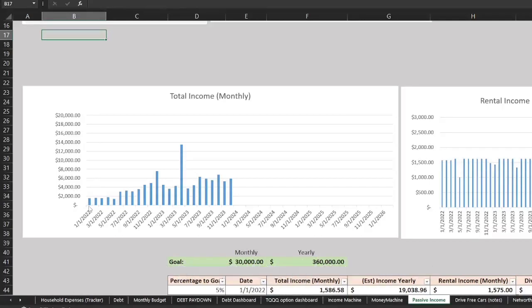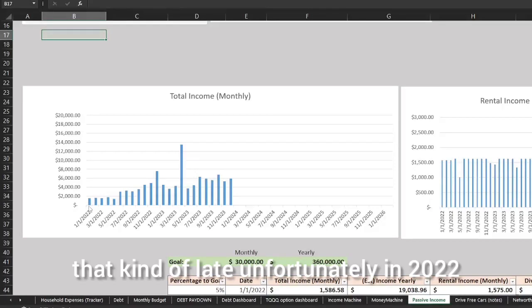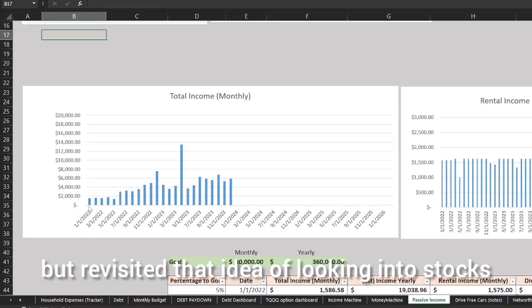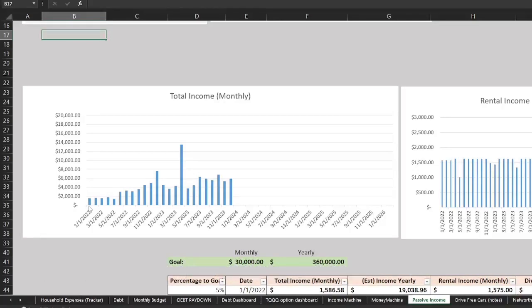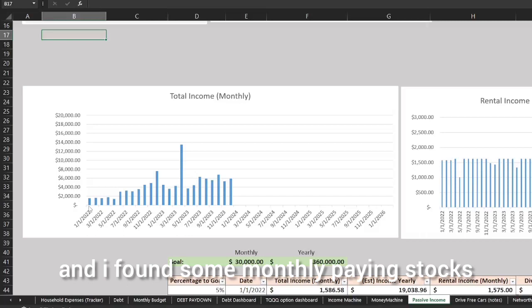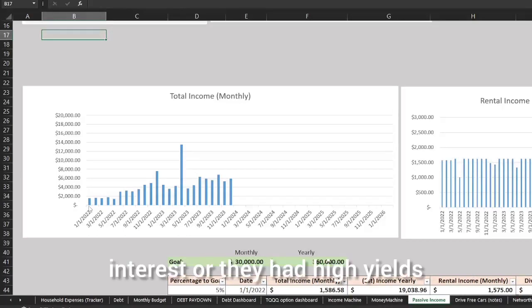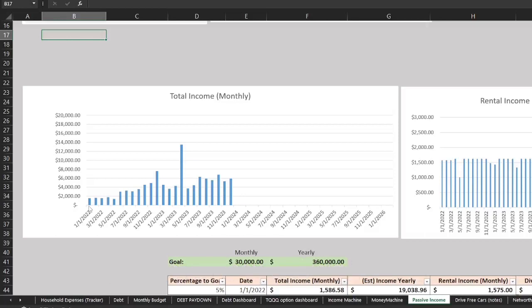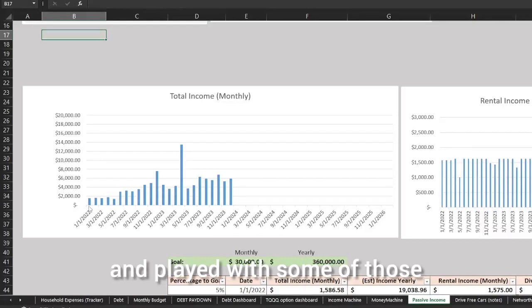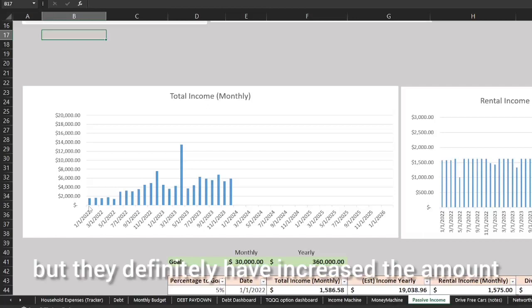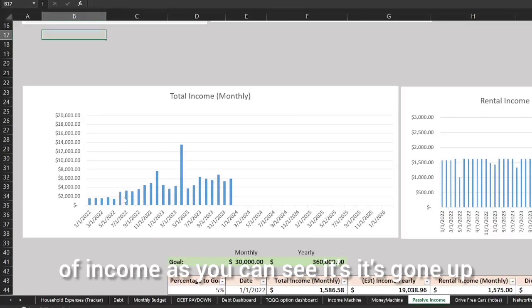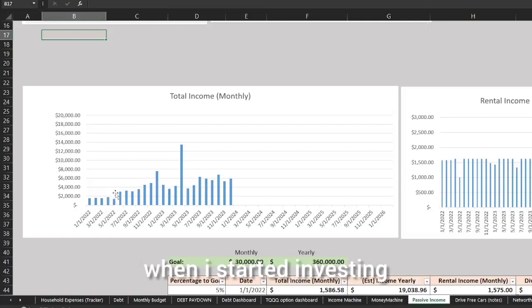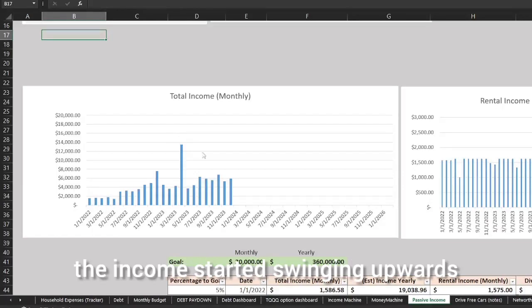And I had approached this before, looking at dividend-paying stocks, and I revisited that kind of late, unfortunately, in 2022, revisiting that idea of looking into stocks as providing income. And I found some monthly paying stocks, and they had high yields. And I went ahead and played with some of those, which we'll get into, but they definitely have increased the amount of income. As you can see, it's gone up since about this period right when I started investing. The income started swinging upwards.